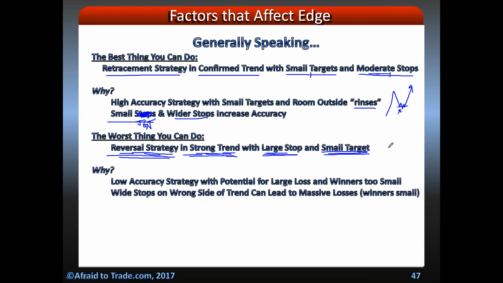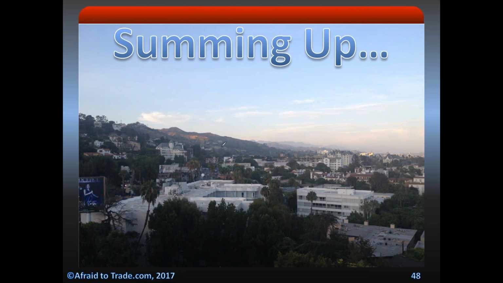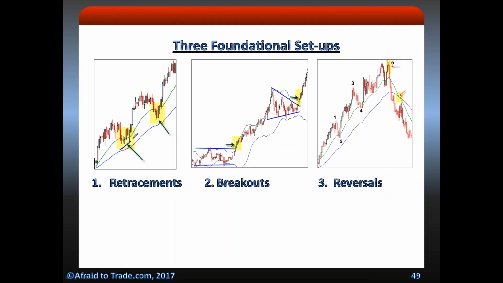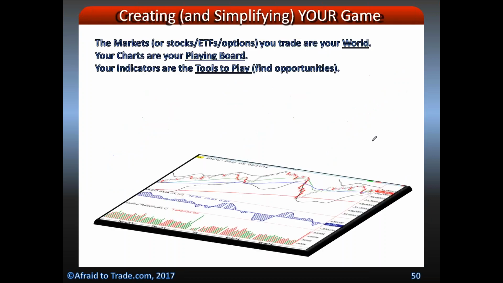Trust me, not just my experience, but from research and just logic, this is how, if you want to blow up an account really quickly and sort of do it for fun, that's how you do it. Find a really big trend, fight it, large stop, small targets. Yeah, exactly. Okay, so that's it. So 3 setups: retracements, breakouts, which will be a small target or an unlimited target, and reversals are inherently unlimited targets.